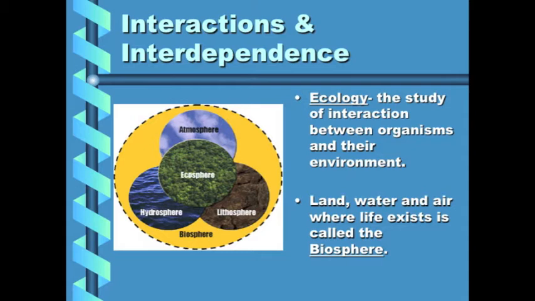Interaction is when two organisms have, I guess you could say, a relationship with each other that's not dependent on one another. Interdependence means they have to have the other one in order to live. So if you can look, ecology is the interaction between organisms and their environment. Okay, and we call the biosphere the land, water, or air where all life exists.